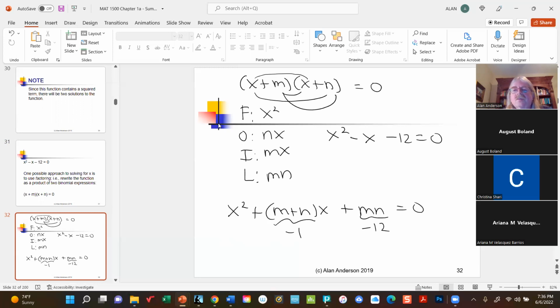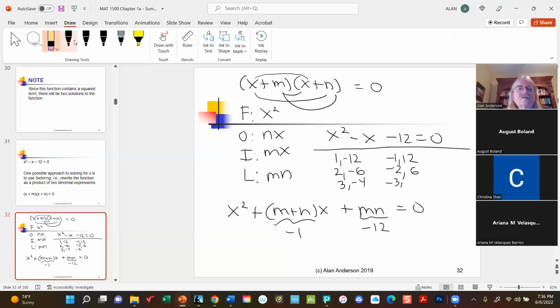Well, basically, you can just use the brute force approach and just try all the pairs of numbers you can think of that have these properties. For example, we could try 1 and negative 12, negative 1 and 12, 2 and negative 6, negative 2 and 6. Why am I choosing these numbers? Because their products are all negative 12. 3 and negative 4. Negative 3 and positive 4. Now, I can stop there because I can see that all of these have a product of negative 12.